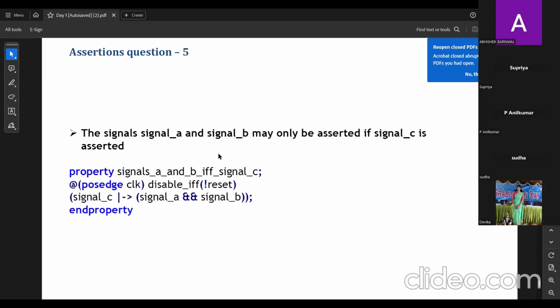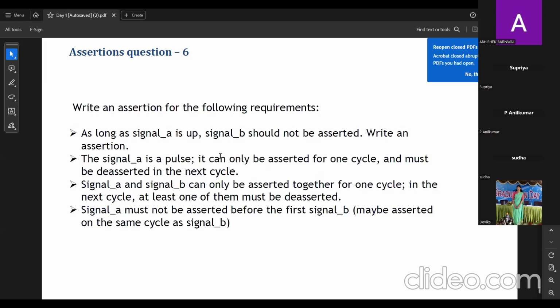So we have worked so far on some 5 questions on assertions, and before that we went through some code to understand the different system functions of assertions, right? So today I have taken some more questions for assertions, and after that, if anyone has any queries related to being a verification engineer or anything, we can discuss. Okay.